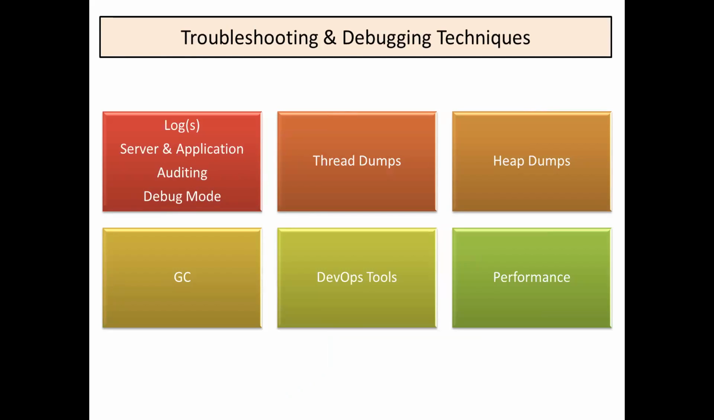If the problem is not found there, I cannot find a problem in the log, I don't see any symptoms in the log or in the auditing log or in the debug mode, I don't find that problem, then I go to the next step. I go to the thread dumps. Thread dumps is something which your JVM.